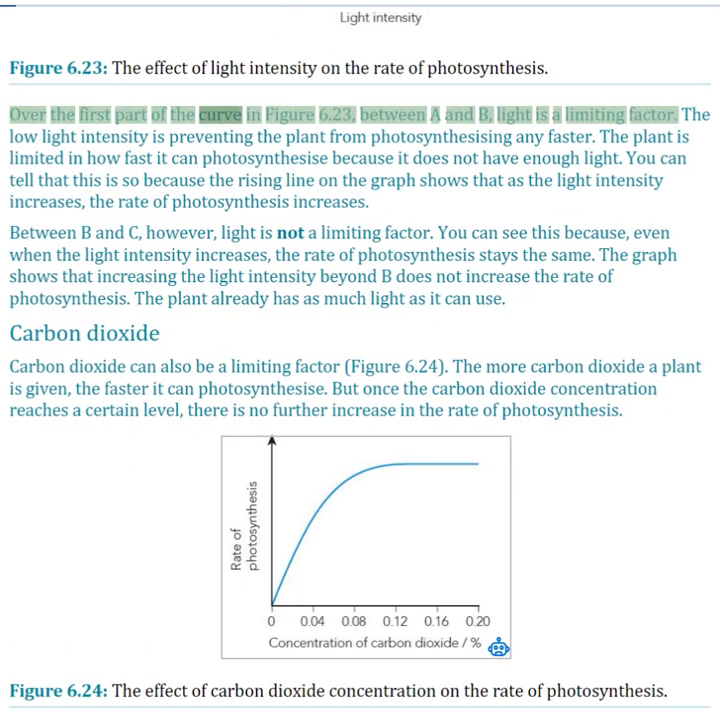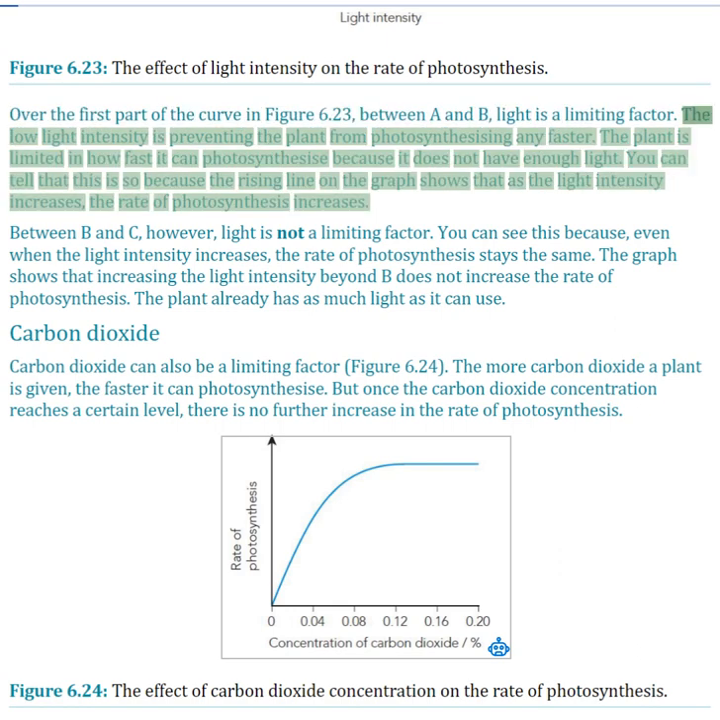Over the first part of the curve in Figure 6.23, between A and B, light is a limiting factor. The low light intensity is preventing the plant from photosynthesizing any faster. The plant is limited in how fast it can photosynthesize because it does not have enough light. You can tell that this is so because the rising line on the graph shows that as the light intensity increases, the rate of photosynthesis increases.